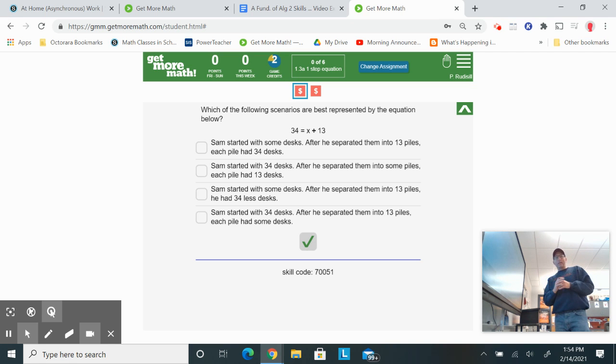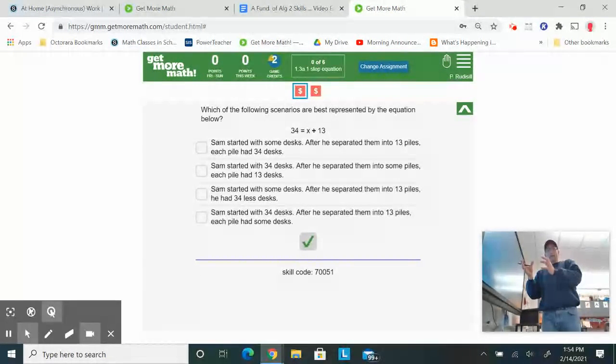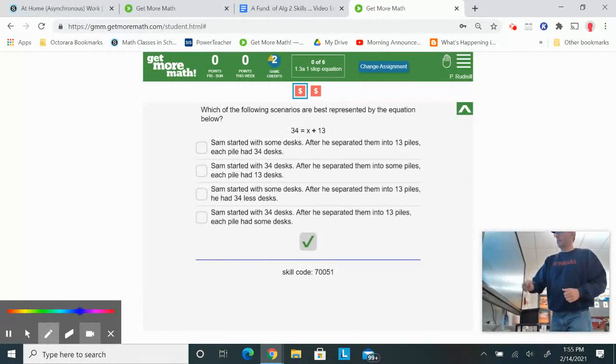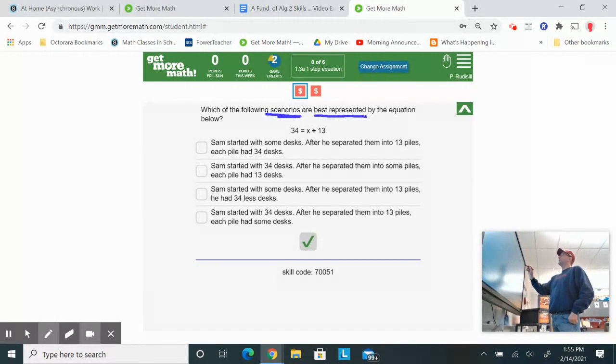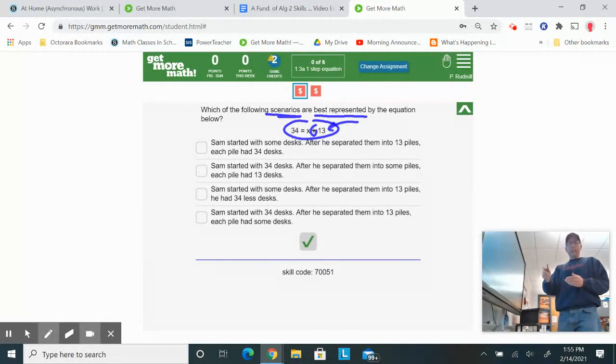Okay, in this video, we're going to be translating a one-step linear equation into a word problem, or taking a word problem and translating it into a one-step equation. In this problem, we're supposed to pick the scenario that best represents this equation, which has a division. We're dividing by 13. Division is to separate, to cut up into equal parts.